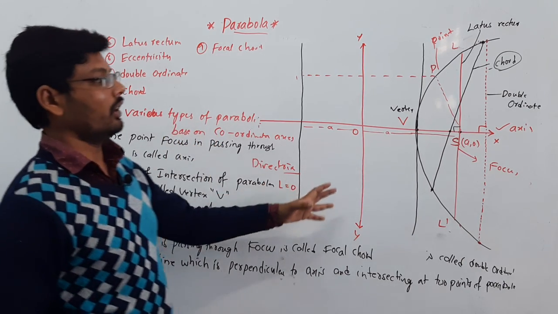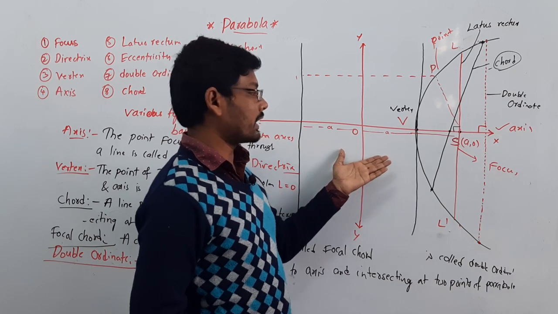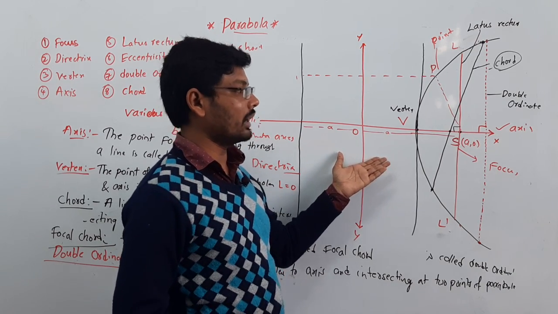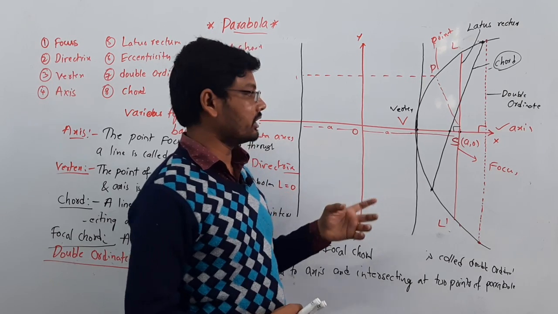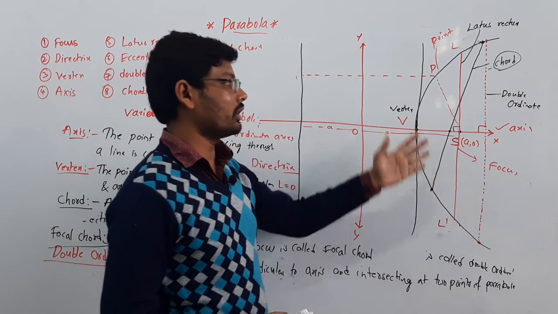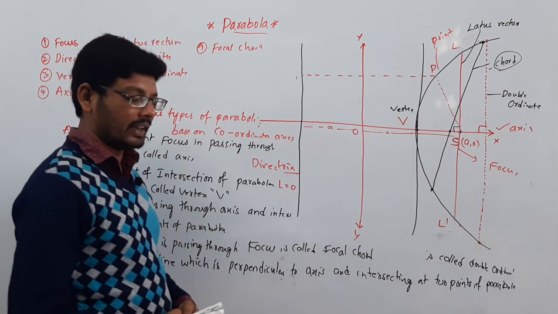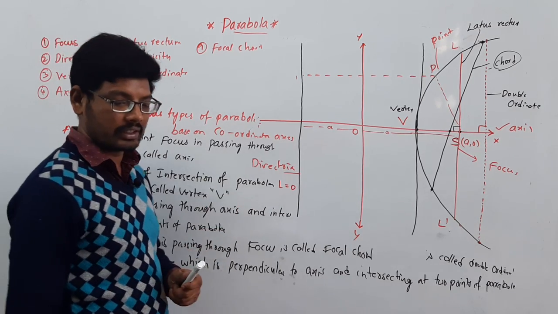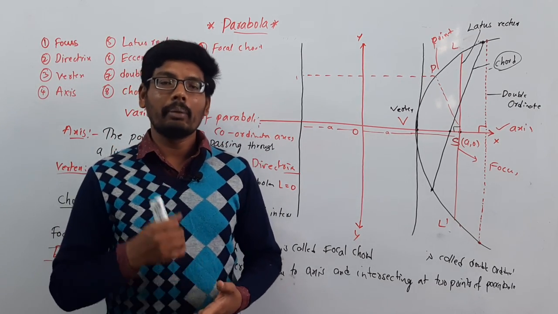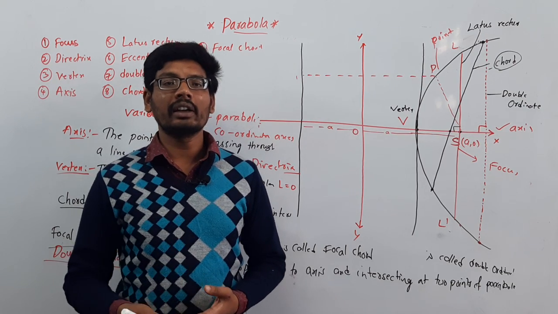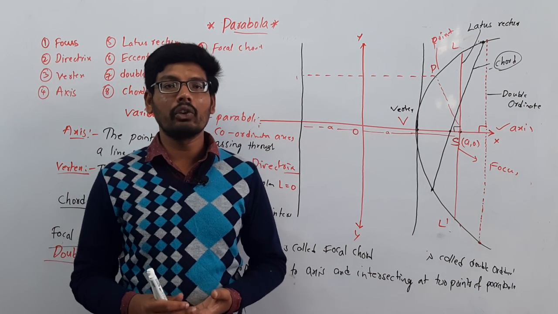And this is the diagrammatical representation of parabola, and in this diagram we can conclude all the points here. This is focus, vertex, axis, double ordinate, latus rectum, directrix. All these points we have discussed here. In the next session we will discuss various types of parabola in coordinate axis, coordinates 1, 2, 3, 4. Thank you.